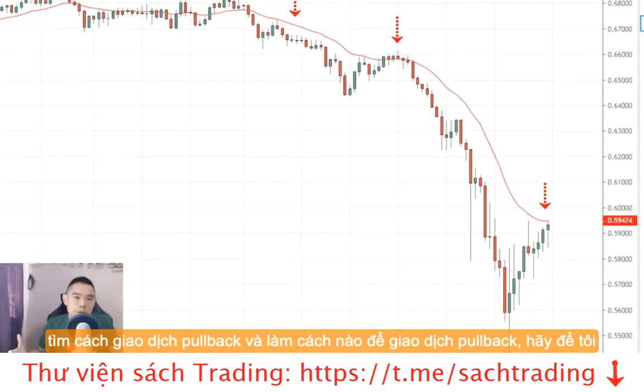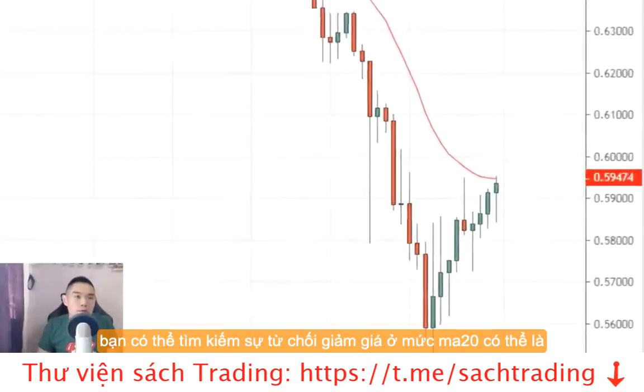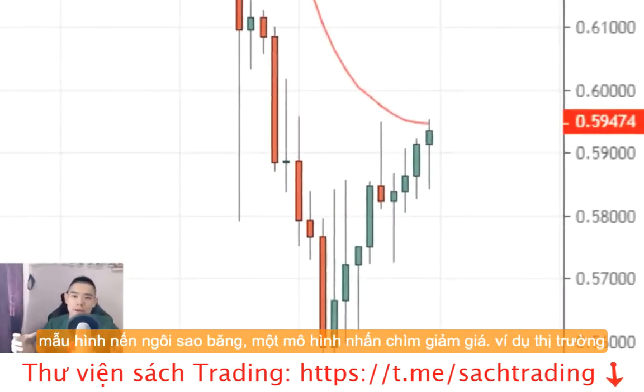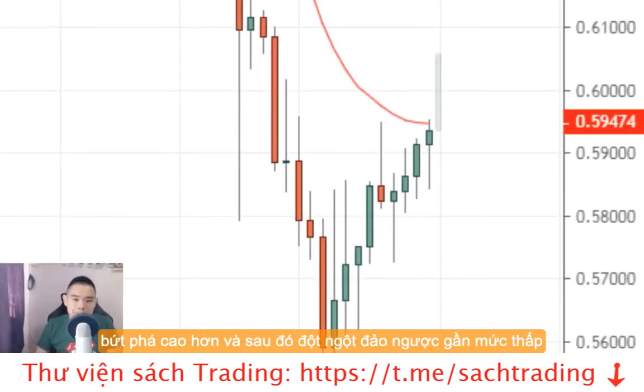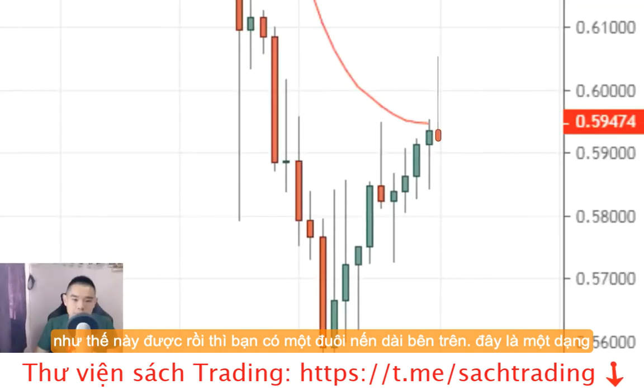And how can I trade the pullback? So let me give you a couple of ideas. Number one, you can look for a bearish price rejection at the 20 MA. This could be in the form of a shooting star or a bearish engulfing pattern. For example, the market breaks out higher, and then suddenly reverses near the highs and closes lower for the day. So this looks something like a bearish candle like this, and you have a long wick sticking out.